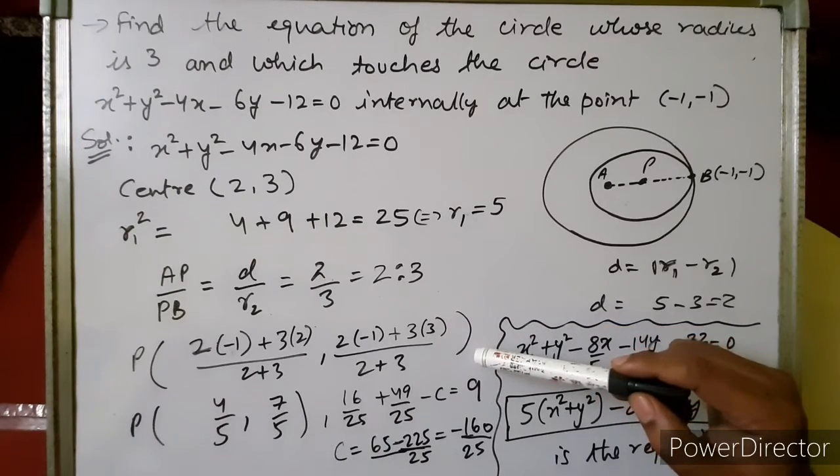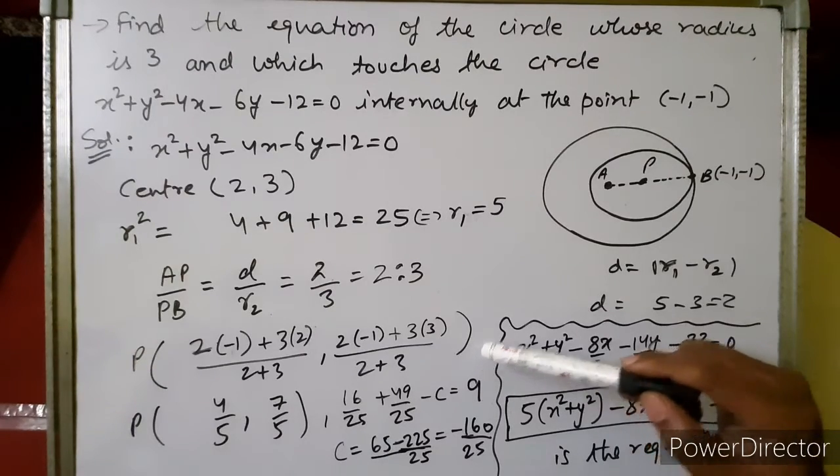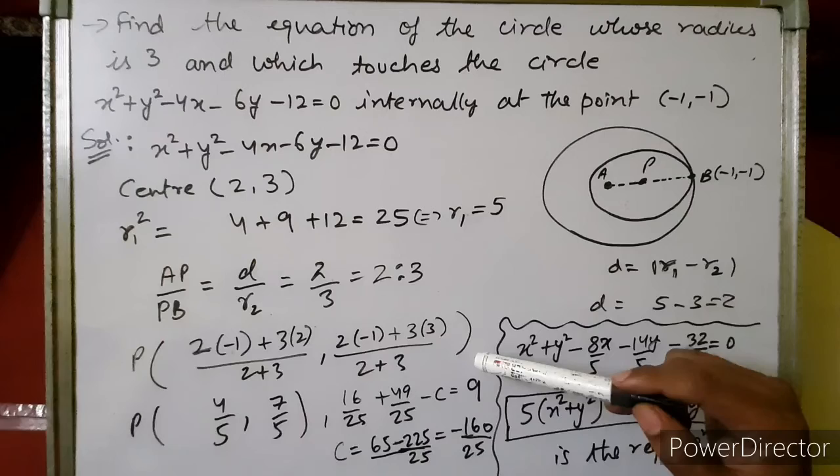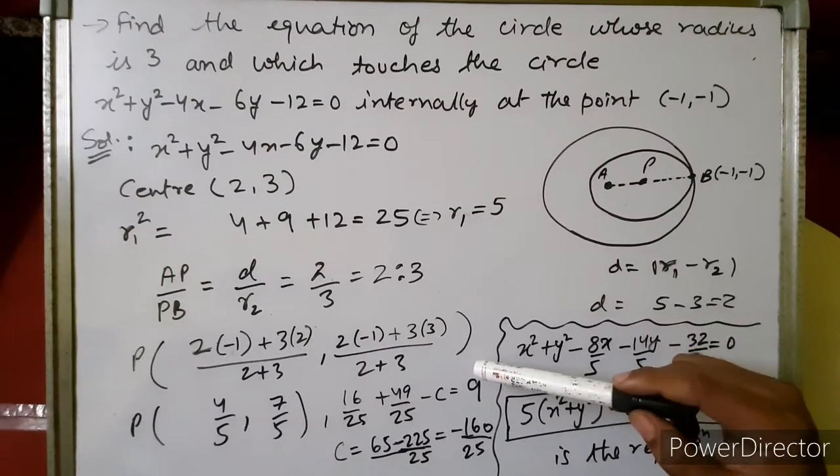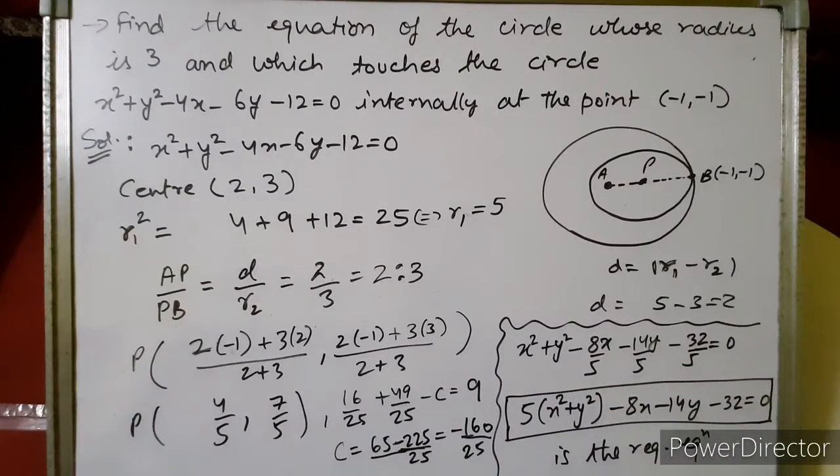To calculate the value of P, we'll use the section formula. So what is the section formula? M1 x2 plus M2 x1 upon M1 plus M2, comma M1 y2 plus M2 y1 upon M1 plus M2. When we solve, we'll get the coordinates of P as 4 by 5, comma 7 by 5. Now let's calculate the value of C. We know that G square plus F square minus C equals R square. We know the values of G, F and R. So when we calculate the value of C, we'll get minus 160 upon 25 or minus 32 upon 5.